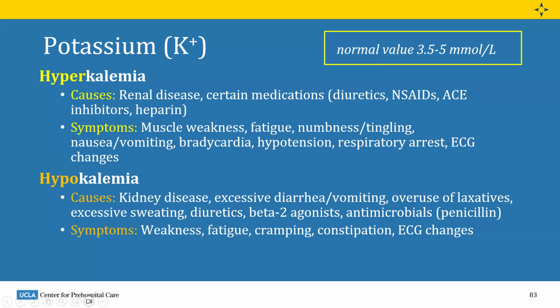So hypokalemia, low levels of potassium can be caused by kidney disease, again, diarrhea and vomiting, because we can essentially lose electrolytes that way, or laxatives, sweating, diuretics. And then this special category of medication, beta-2 agonists and antimicrobials or antibiotics. This can cause, again, weakness, fatigue, cramping, constipation, and ECG changes, right?